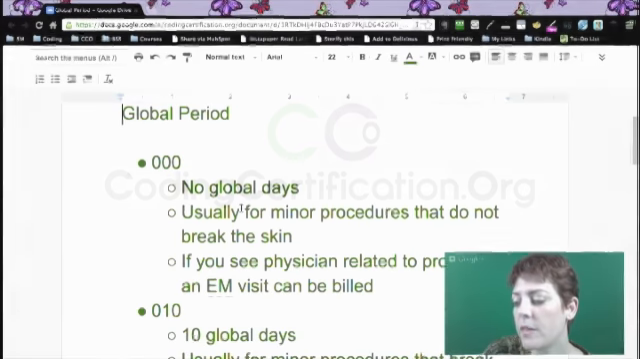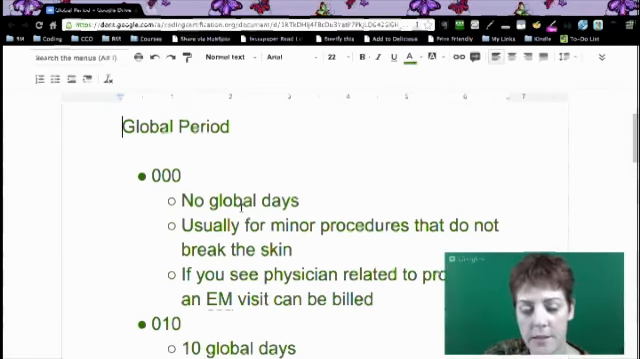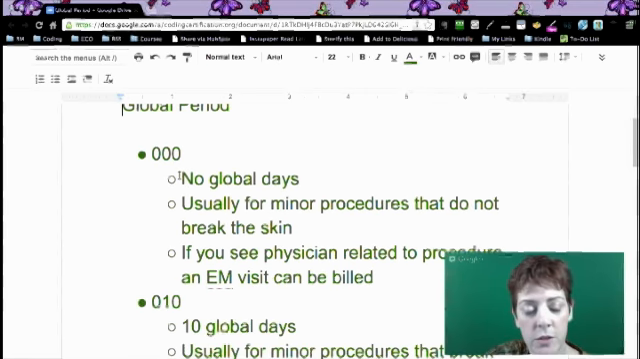So there is a database on the CMS website called the Medicare Physician Fee Schedule. Many other private payers use it as well, but they don't always follow it exactly, but at least Medicare does publish it. And in the column where it talks about follow-up days, there are 000, 010, 090, and some other notations.